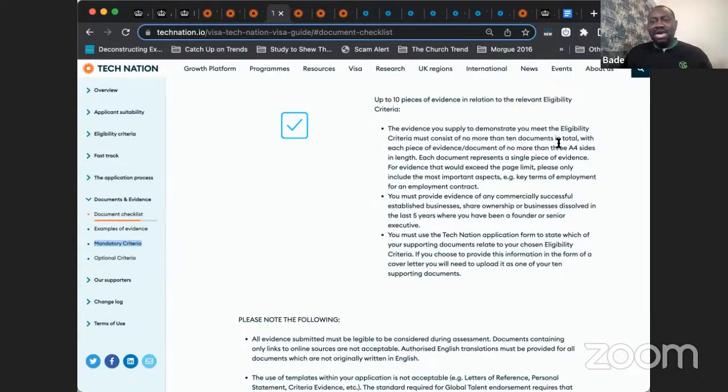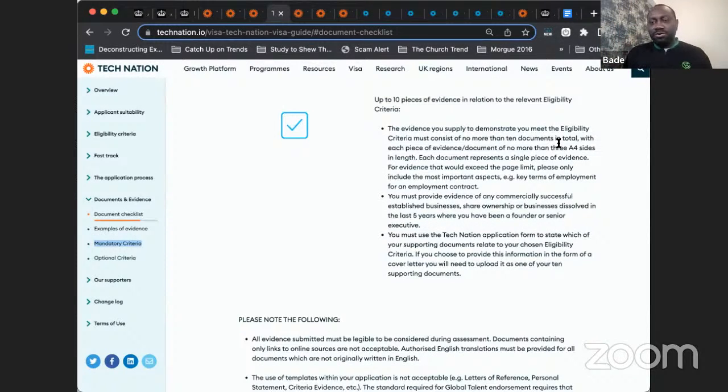So if you've spoken at many events over the course of your last 5 years, the evidence has to be over the last 5 years. So don't supply evidence from 2010, 2005, and all of that. They want to find current champions. They want current champions to move to the UK, not past champions. So it has to be within the last 5 years.